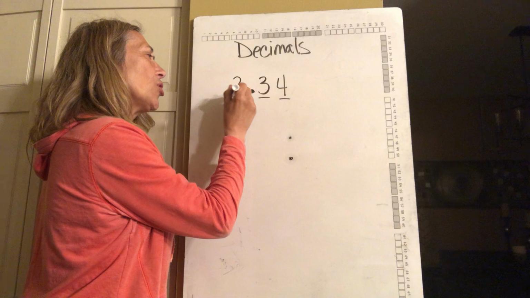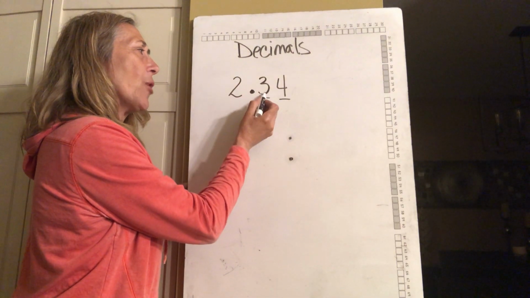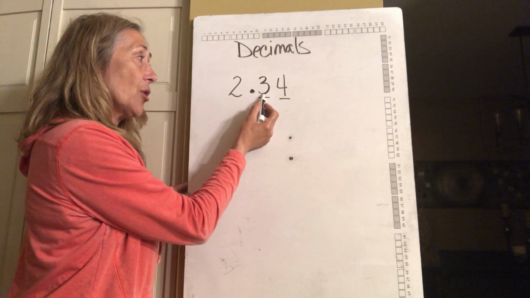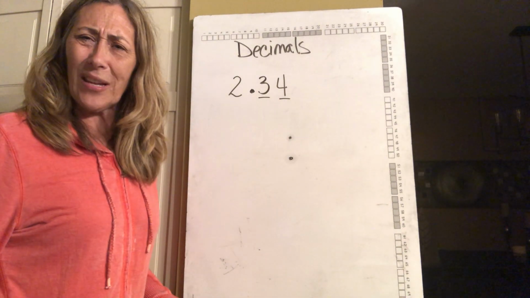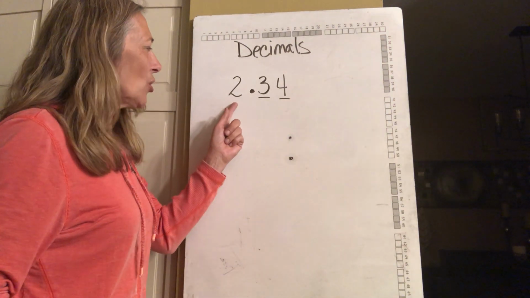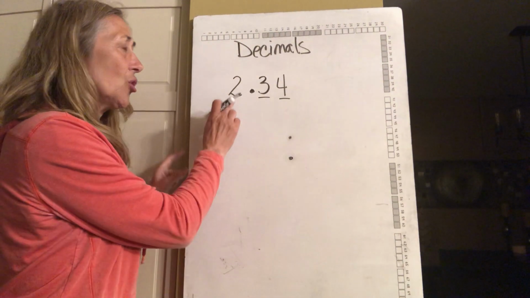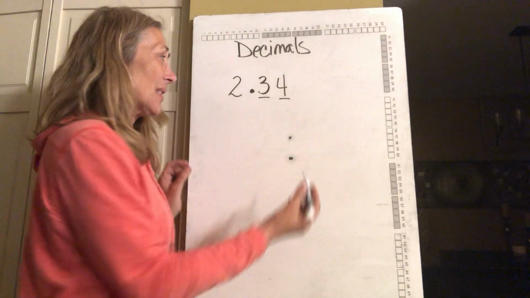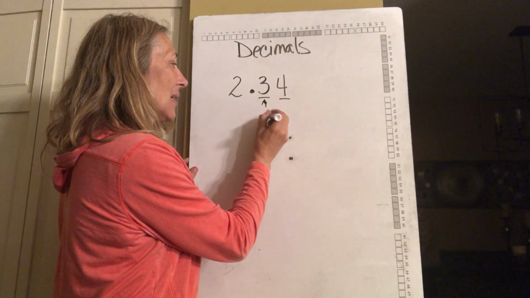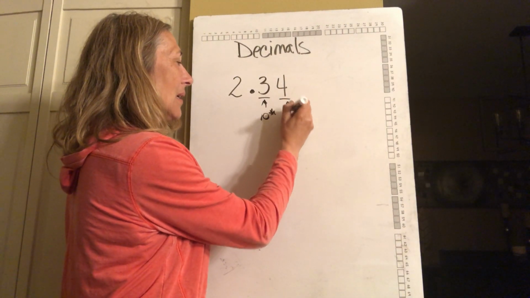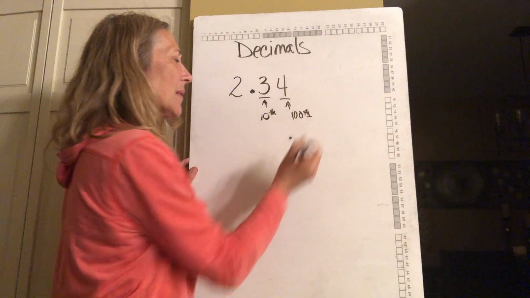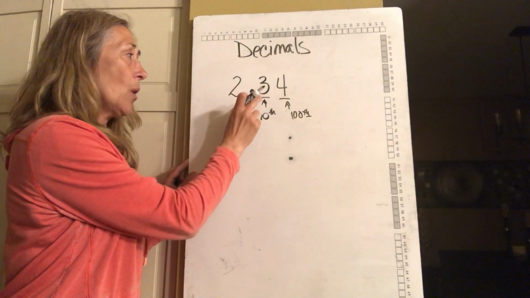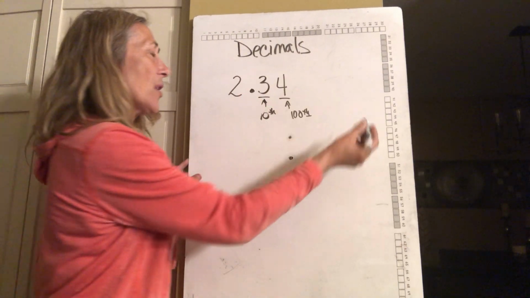Let's go back to 2. There's my decimal point, 3, 4. 2 and 34 hundredths. It would be like $2.34. 2 wholes and 34 hundredths. This is the tenths. This is the hundredth spot, because once I get 100 of these, I have one whole. Once I get 10 of these, I have one whole.